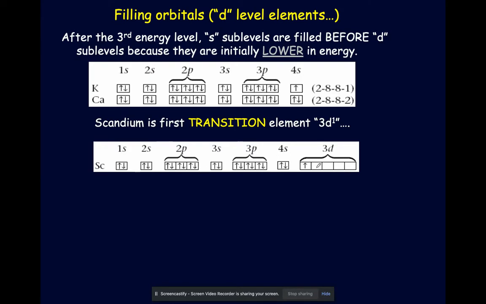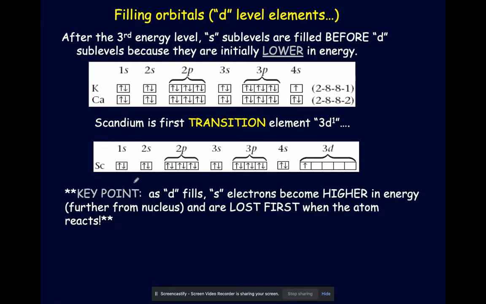Now remember, you're going to fill one element at a time here. The key point you want to remember is this: as the d fills, the s electrons end up becoming higher in energy, and they switch, and are lost first when the atom reacts. We'll get to this a little bit later. So write the electron configuration for vanadium. Vanadium is going to be atomic number 23.